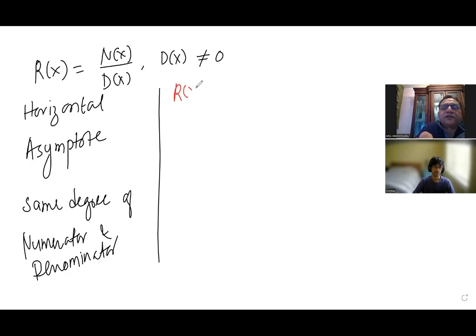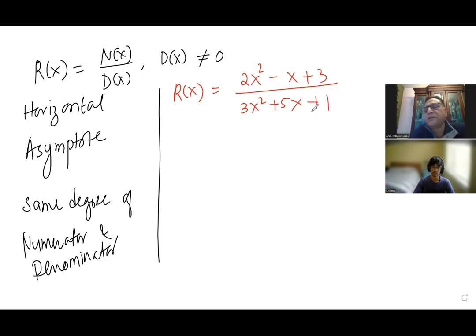Let me take an example. Let us say the rational function given to us is something like 2x squared minus x plus 3, and we'll write some denominator like 3x squared plus 5x plus 1. So clearly, the degree of numerator and denominator is the same, degree 2. Now, what you could do here is factor out x squared from both numerator and denominator. As soon as you factor out x squared, you get 2 here, divided by x squared, minus x divided by x squared is 1 over x. And then 3 divided by x squared will be 3 over x squared.